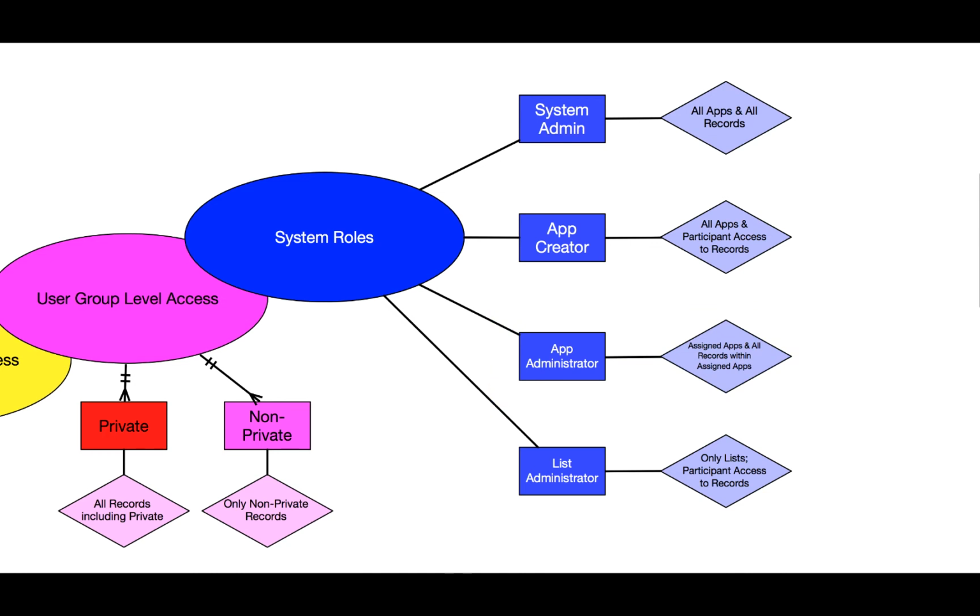The list administrator role is all about lists. As a list administrator, the user gains access to the administration page and has the ability to upload, edit, and delete lists. They do not gain any other special access. They only have a base participant level access to records. This means they must be a participant on the record to gain access to that record.